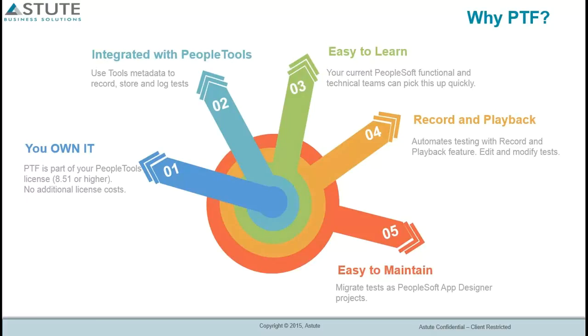So for example, if a screen scraper is using the screen to capture a field on a particular page, next time you make an enhancement and you move that field, that means you incur maintenance on a third-party test automation tool. Whereas with PTF, because it's metadata-driven, it does not care about the placement of the field on a page. It just looks at what the field name is and what the value is.